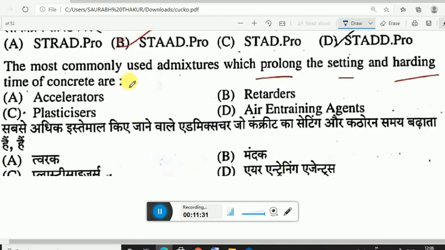The most commonly used admixture to prolong the setting and hardening time. Retarder increases the setting time.